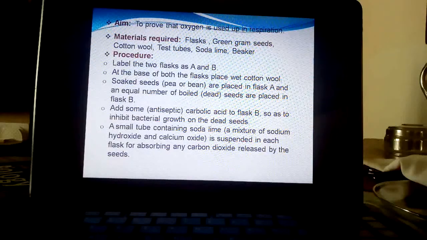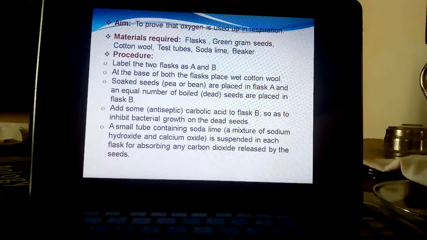A small tube containing soda lime, or a mixture of... what is soda lime? Soda and lime. Any compound with sodium, we call it soda. Any compound with calcium, we call it lime. So here soda lime is a mixture of both sodium hydroxide and calcium oxide.